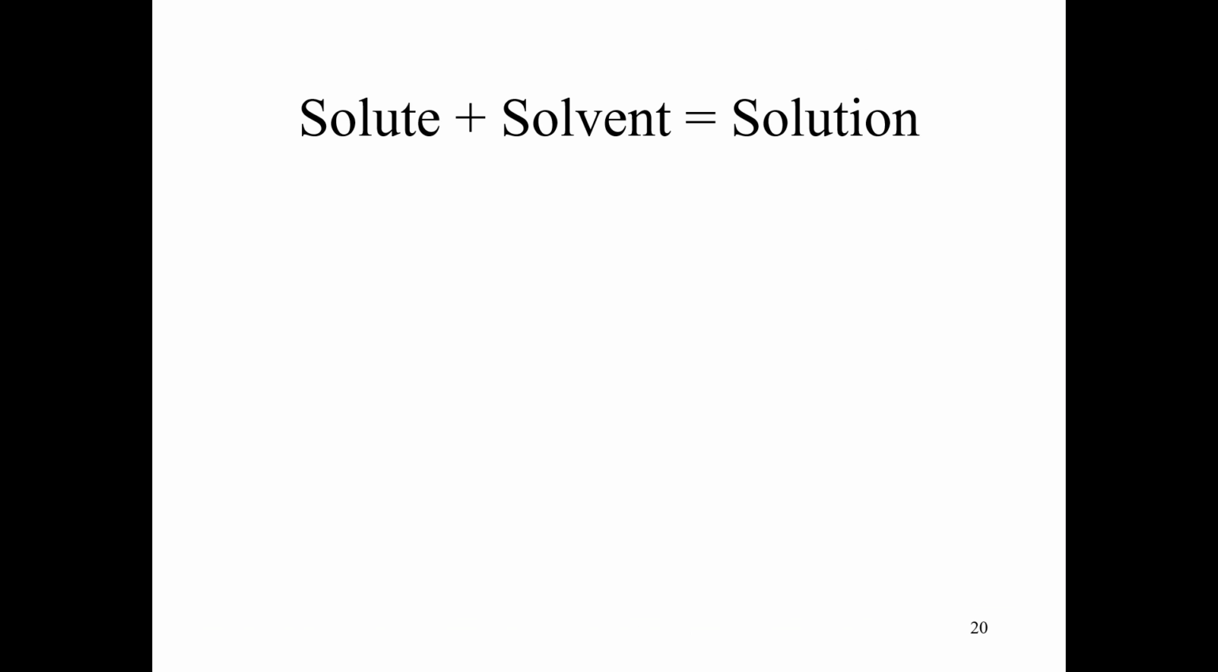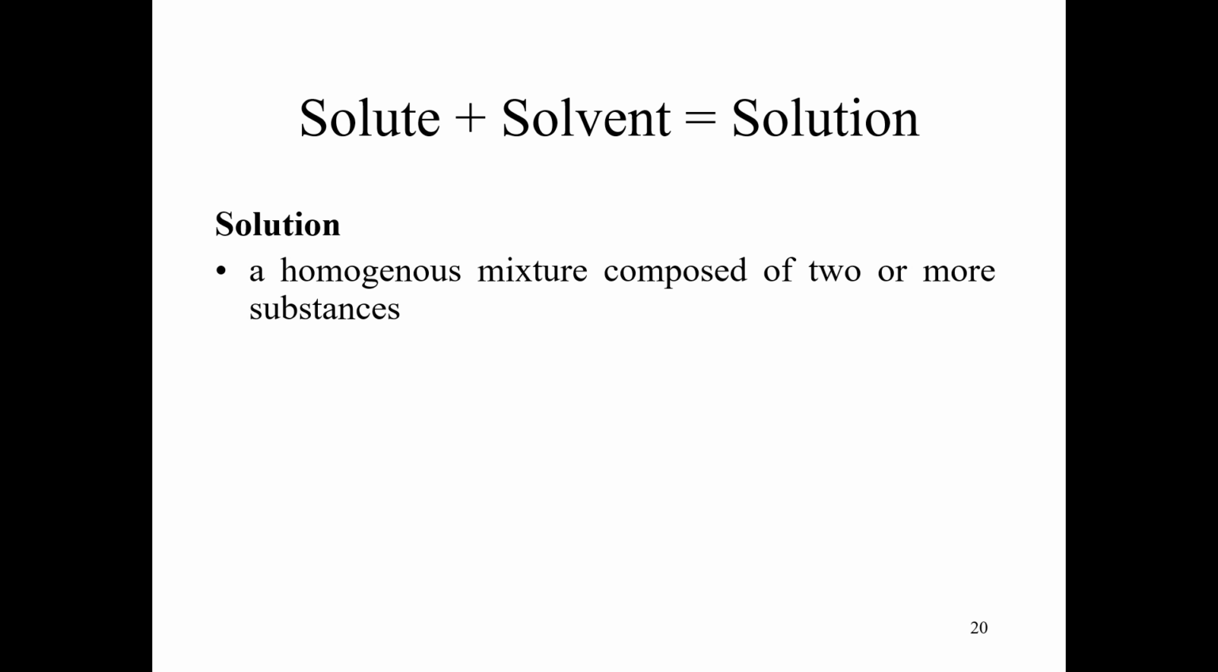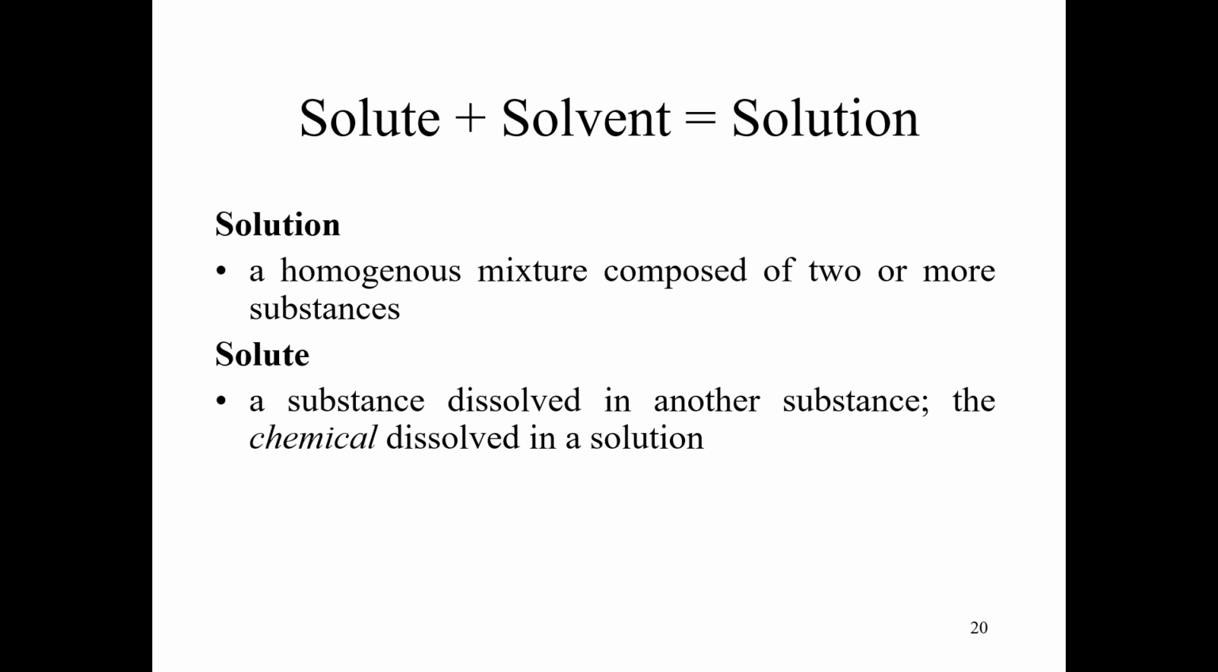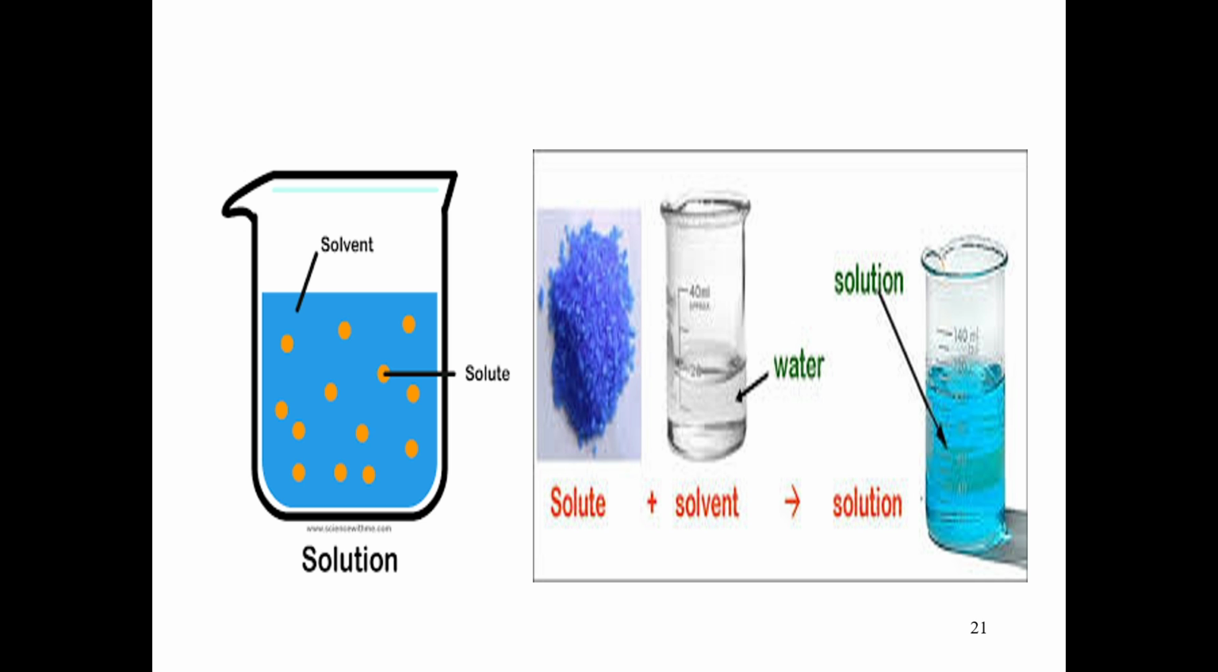Okay, so to discuss diffusion and osmosis, let us rediscuss what is a solution. So a solution is made out of solute and solvent. A solution is a homogeneous mixture composed of two or more substances. A solute is a substance dissolved in another substance, which is the chemical dissolved in a solution. And the solvent is the substance that dissolves a solute. So this is it.